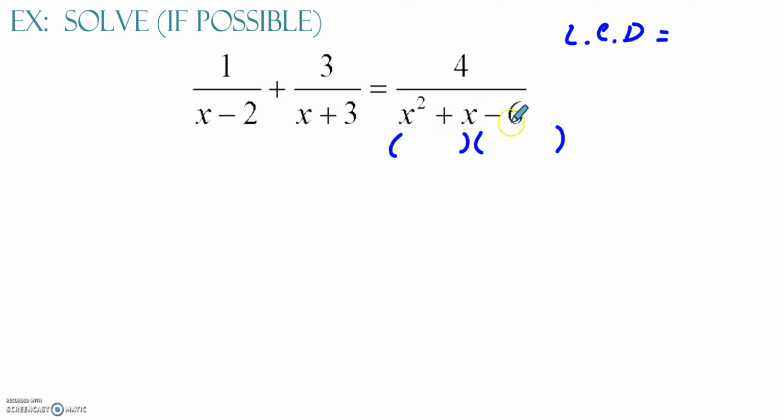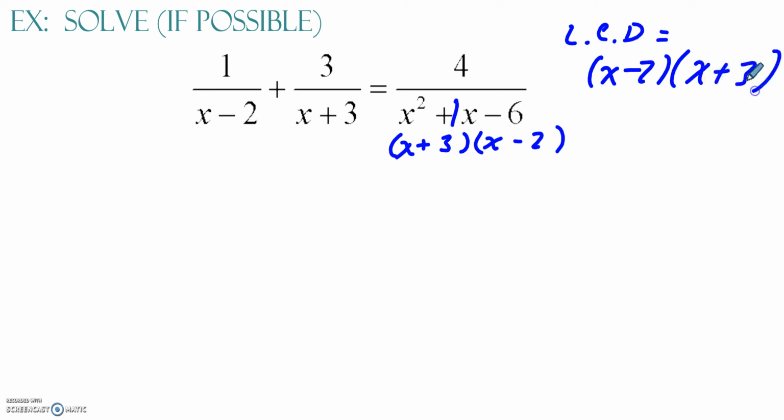Two numbers that multiply to be negative 6 and add to be 1, technically, is x plus 3, x minus 2. How extremely convenient that these factors are the exact same as the ones that I already gave you. It's like I planned it or something. Strange. So it seems to me that the LCD would have to be x minus 2 and x plus 3, because that's what each fraction needs.